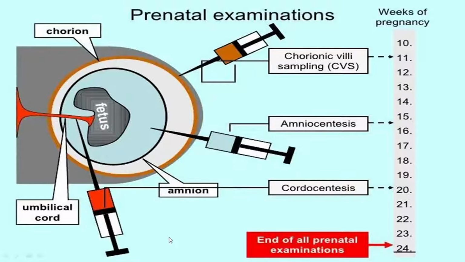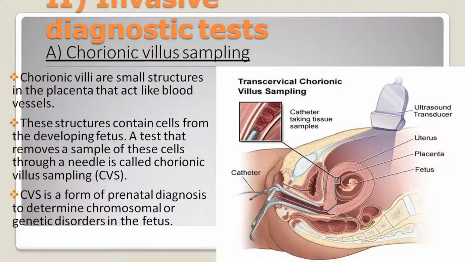Other prenatal examinations include chorionic villus sampling, amniocentesis, cordocentesis. These are the invasive diagnostic tests. The first one is chorionic villus sampling. Chorionic villi are the small structures in the placenta that act like blood vessels. These structures contain cells of the developing fetus. A test that removes a sample of these cells through a needle is called chorionic villus sampling. CVS is a form of prenatal diagnosis to determine chromosomal or genetic disorders in the fetus.